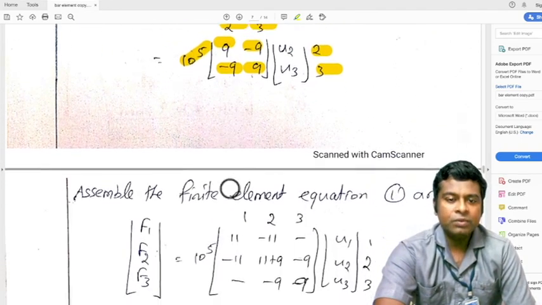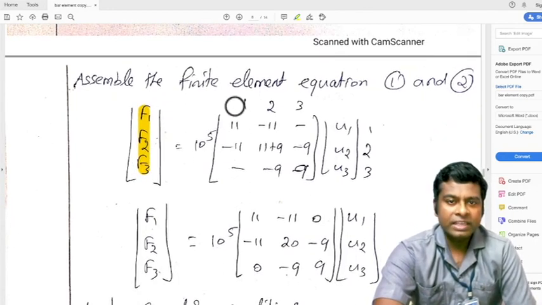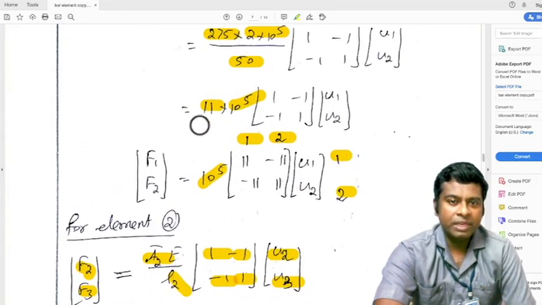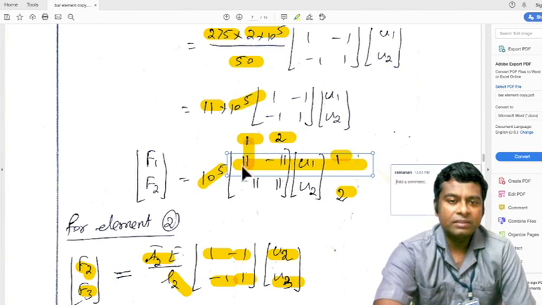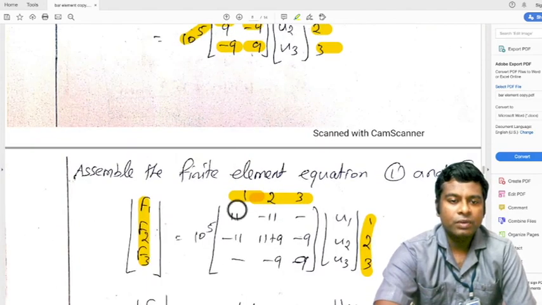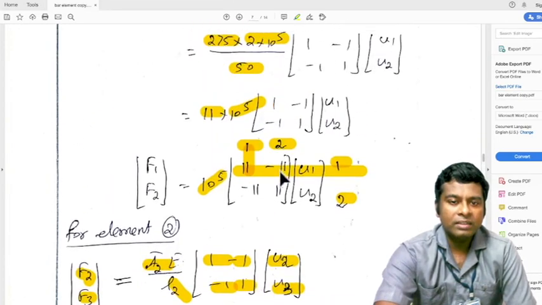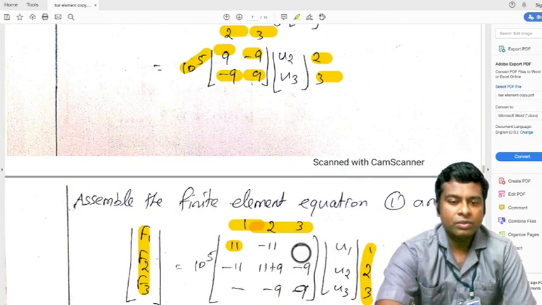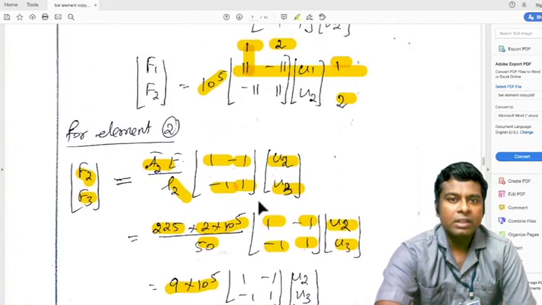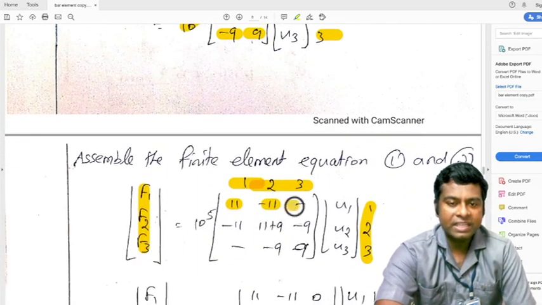Next step, assemble elements 1 and 2. Finite element equation 1 and 2. Simply write F1, F2, F3 equal to, so total 3 nodes, node 1, node 2, node 3, written over the matrix. Then look at the first element, 1 and 1, the value is 11, therefore here write 11. For 2 1 that is minus 11, therefore for 2 1 write minus 11. For element 1 there is no 3 1, for element 2 also there is no 3 1, therefore simply we put dash.